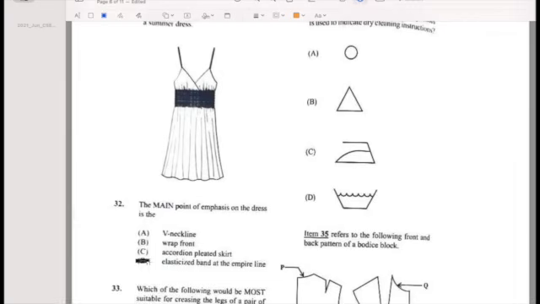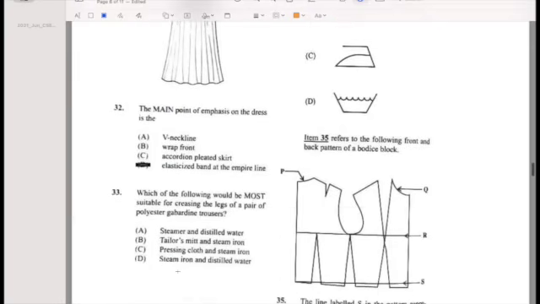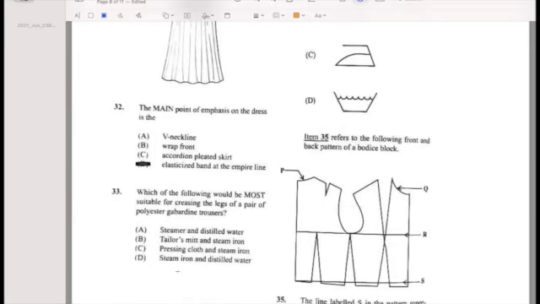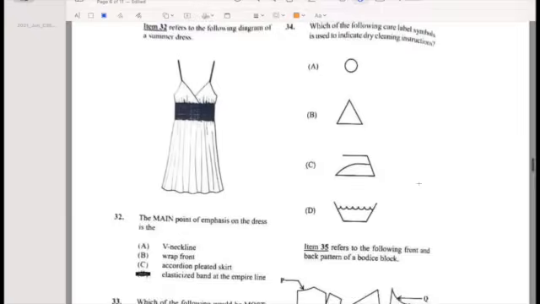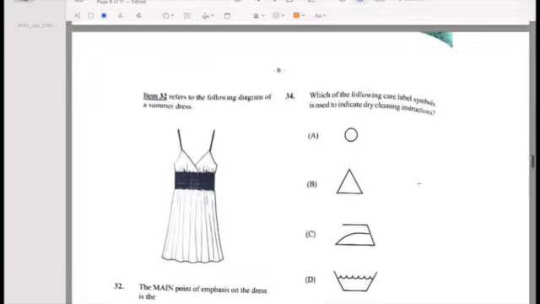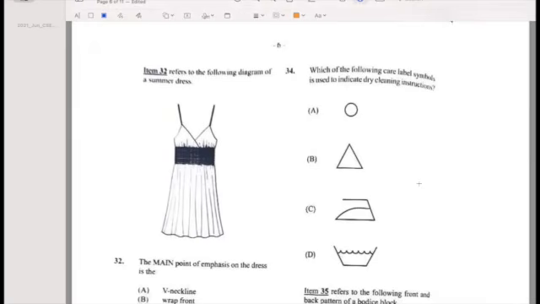And 33. Which of the following would most suitable for? All right, so let me see what is the answer for this one. 33 will be C. So we're pressing cloth and steam iron. That will be the answer. 34, which are the following labels? So we have some labels, care labels. Which are the following is suitable for cleaning instruction? 34 is A.